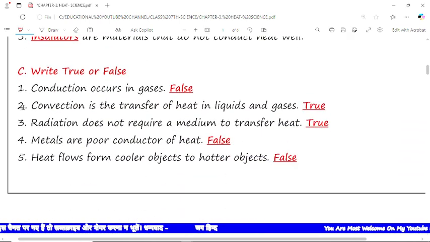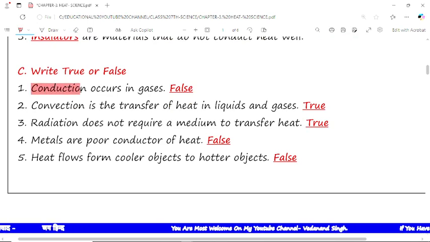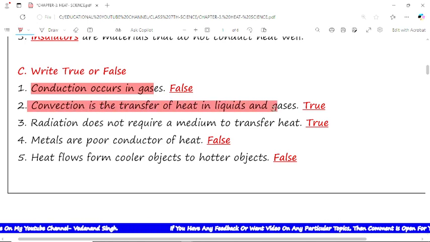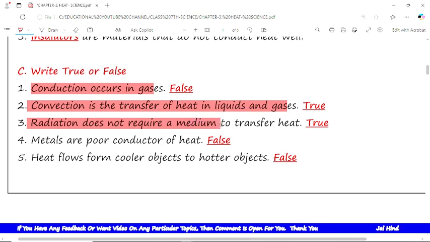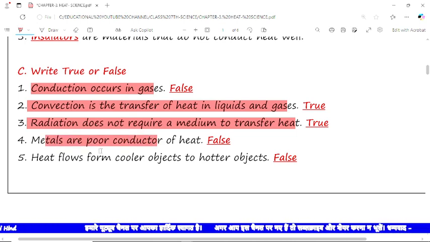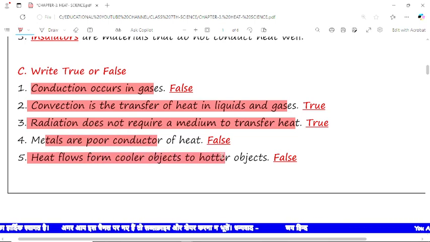Now the next are the true false based questions. The first is, conduction occurs in gases. That is false. No, it is only in matter. Now next is, convection is a transfer of heat in liquid and gases. Yes, that is true. And the next is, radiation does not require a medium to transfer. Yes, this is true. There is no need of a medium for transferring heat through radiation. The next is, metals are poor conductors of heat. No, that is false. The next is, heat flows from cooler object to hotter object. No, that is false.